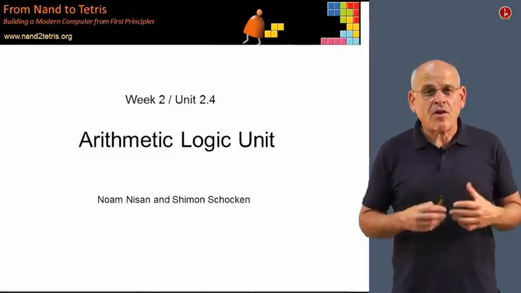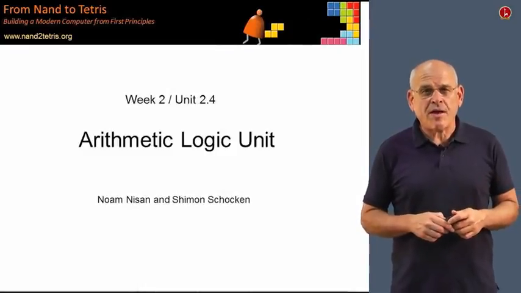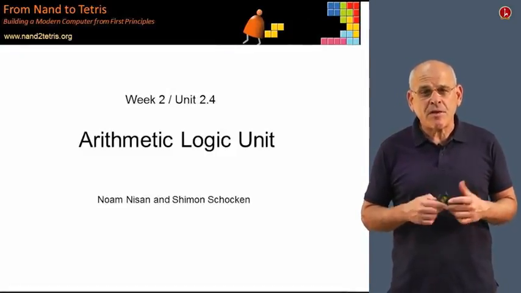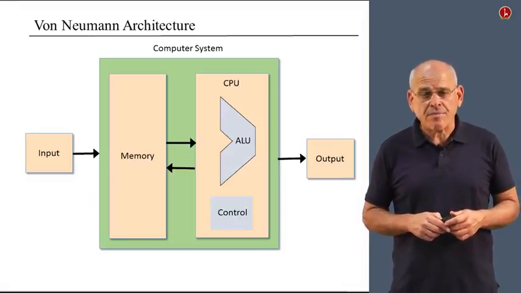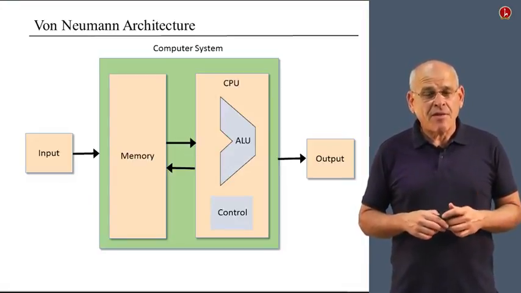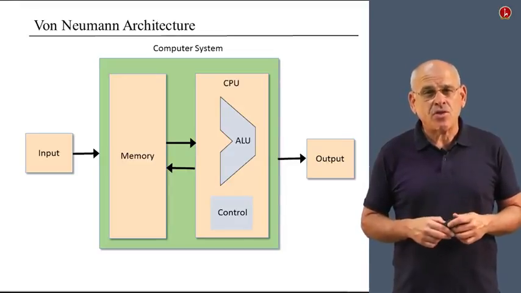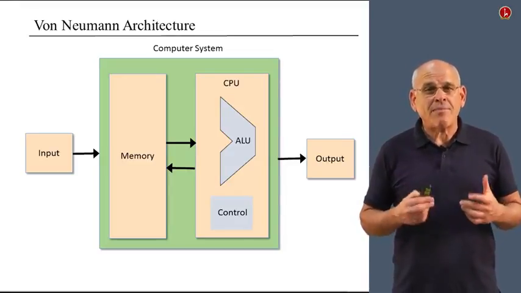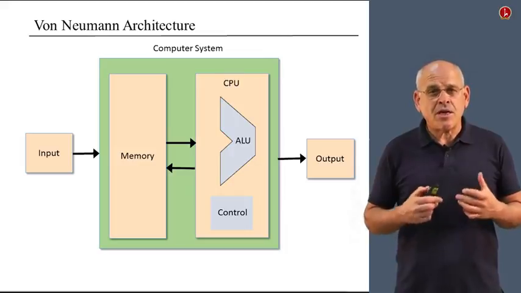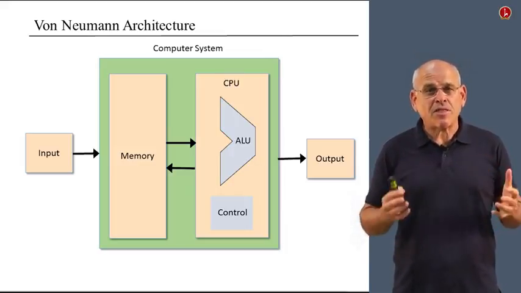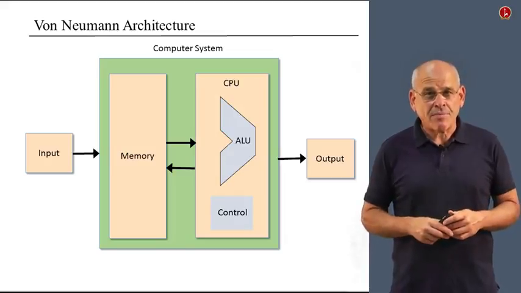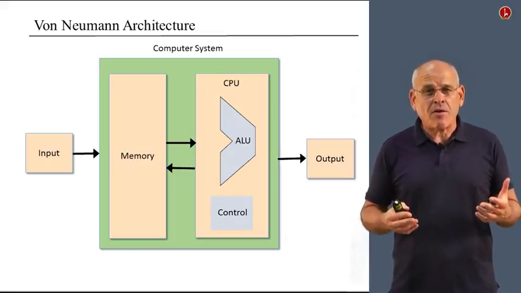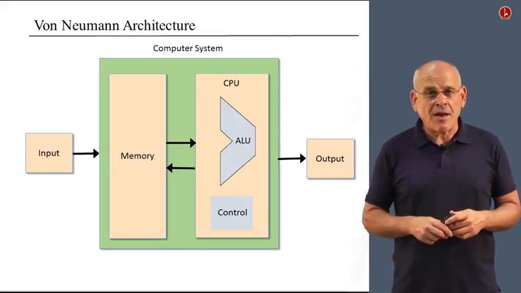In this unit, we're going to talk about a very important component of every general purpose computer called the ALU, or the Arithmetic Logic Unit. Back in 1945, the great mathematician John von Neumann wrote a seminal paper in which he included a diagram or a description of how general purpose computers can be built. And this became known over the years as the von Neumann architecture.